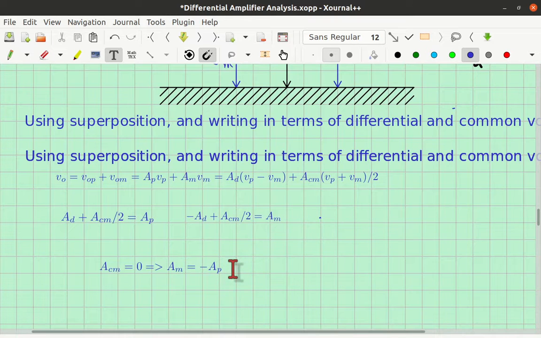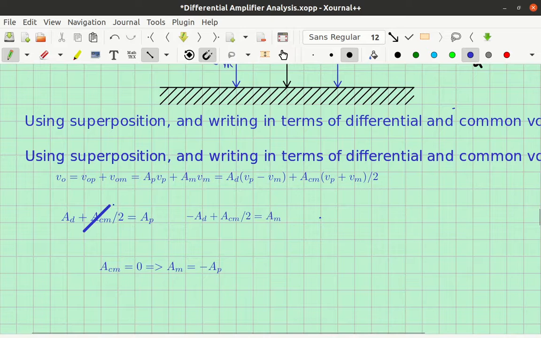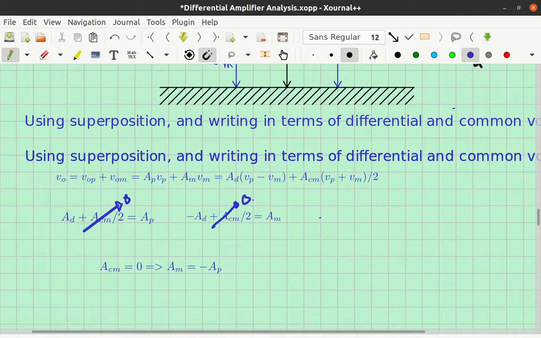And notice we wanted ACM to be 0. So if we plug in ACM equals 0 right here, we get that AM equals minus AP, and AP is the same as the differential gain, AD.